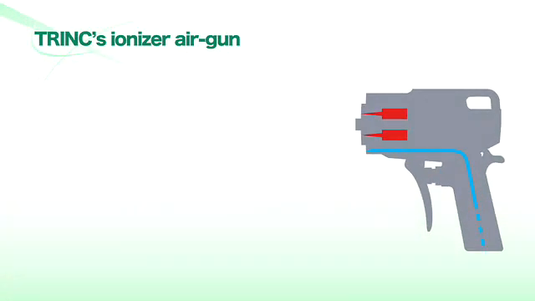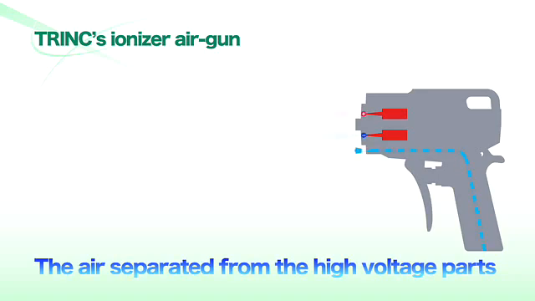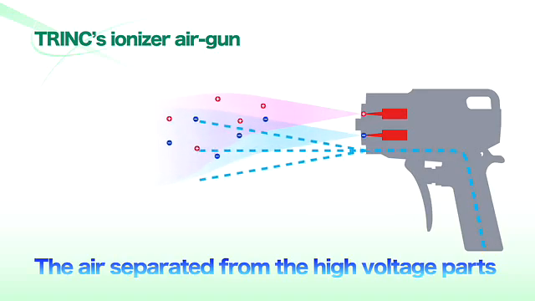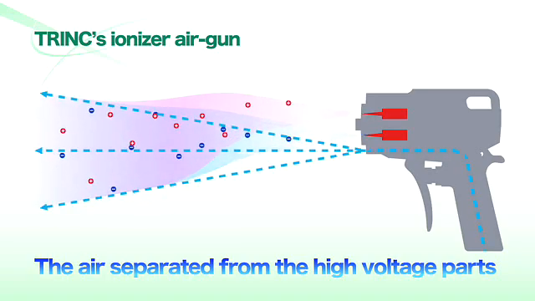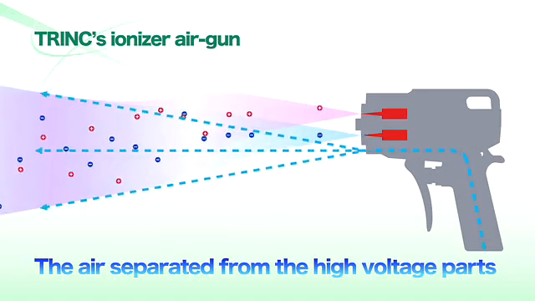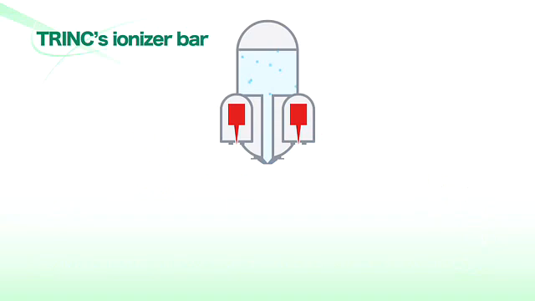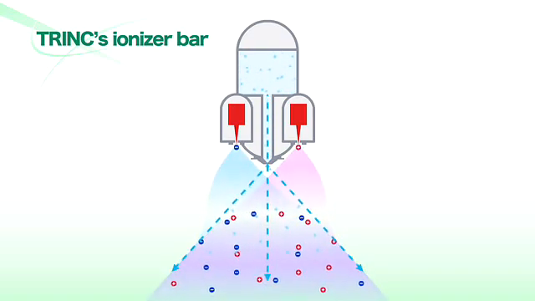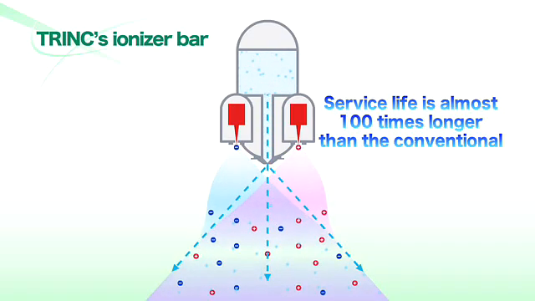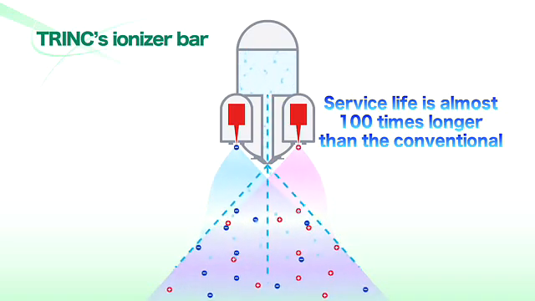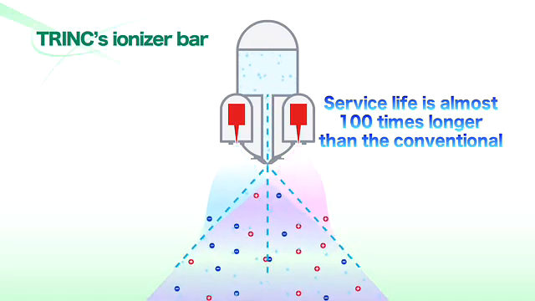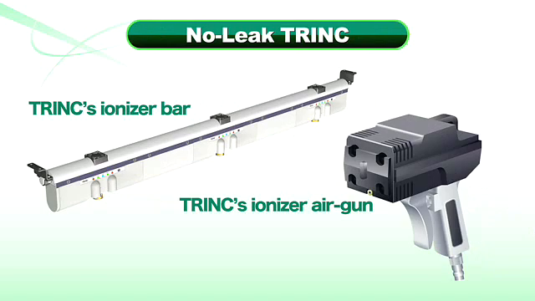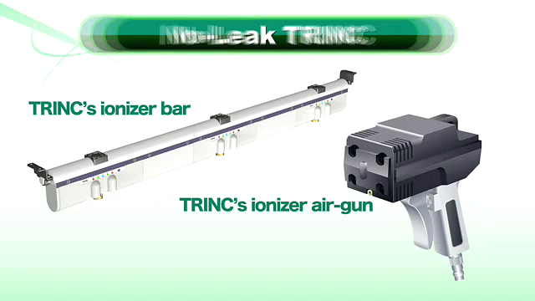The Trinc system, however, isolates the air and high-voltage sections. This means no moisture gets into the high-voltage section, even if condensation occurs. So there is nothing to cause electrical leaks, and equipment breakdowns are eliminated. The Trinc ionizer has proven highly reliable and its service life is 100 times higher than ordinary equipment. This is the Trinc no-leak ionizing system. We call it the no-leak Trinc.